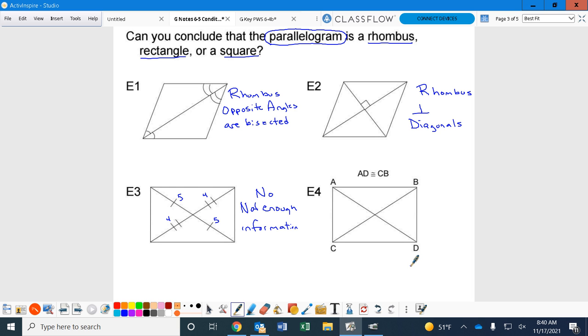Okay, guys, on the next one, AD, this piece right here, is congruent to CB, this one right here. What shape is that? Rectangle. And it's a rectangle because why? Diagonals. She's on it. That's good. Are congruent. I love those days. Diagonals are congruent.